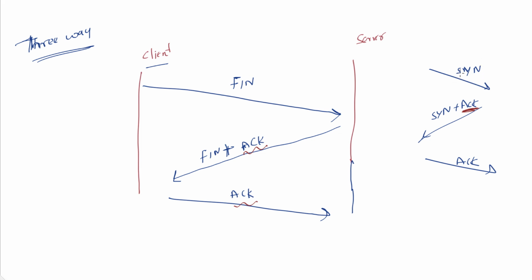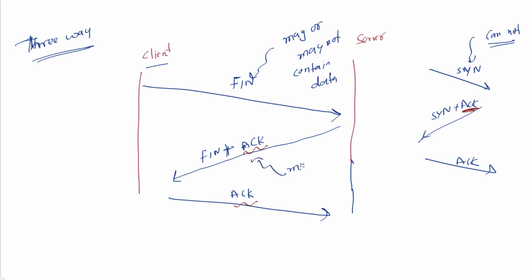I mean, it will just consume one imaginary byte, or one sequence number, because it has to be acknowledged. But here it may or may not contain the data. Earlier it cannot, because this is the first packet, that's why it cannot contain the data. But here it may or may not.